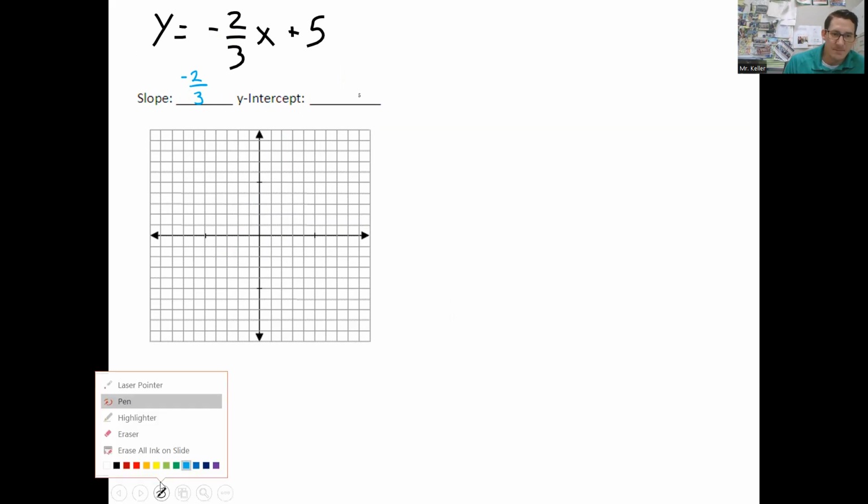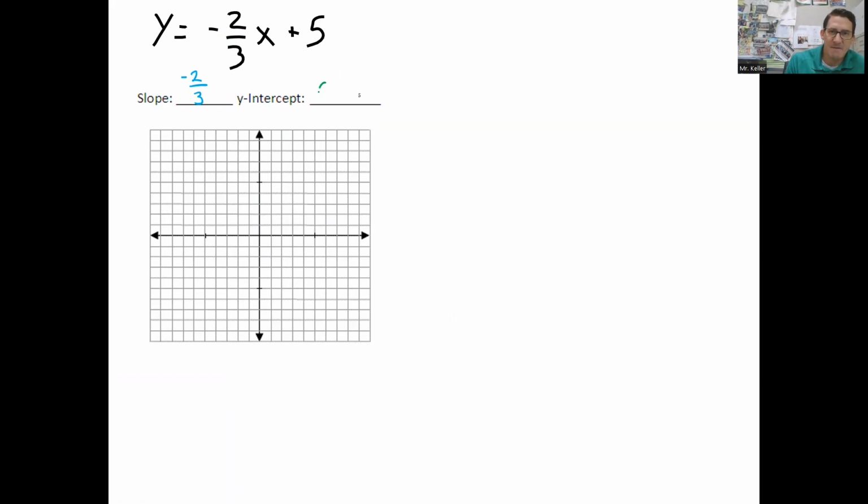The y-intercept is 5. So 0, 5 is my starting point. So 0 in the x direction, up 5 in the y direction. I'm going to put a green star at that starting point. And then using the slope, negative 2 means I'm going to go down 2 and then to the right 3 because it's positive 3. So that will give me my negative slope. So down 2, right 1, 2, 3. Down 2, right 1, 2, 3. Just do it a couple times.